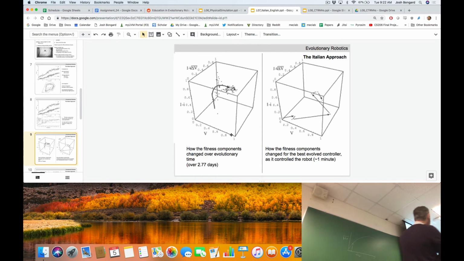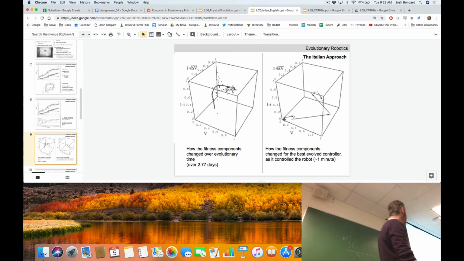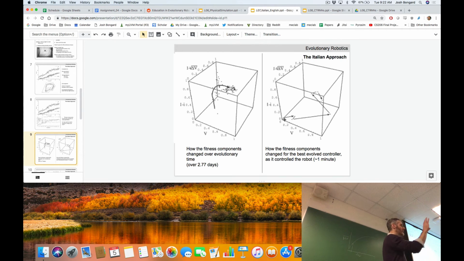They then did the same thing for just one controller. Here's the robot starting in the maze where the value of V and delta V are 0. It's starting with no forward velocity and no difference, delta V. Then gradually, as the robot starts moving, these 3 fitness components are changing while the robot is behaving. We can see visually how the robot is striking a balance between these different fitness components. It's just a different way of visualizing the evolutionary process.